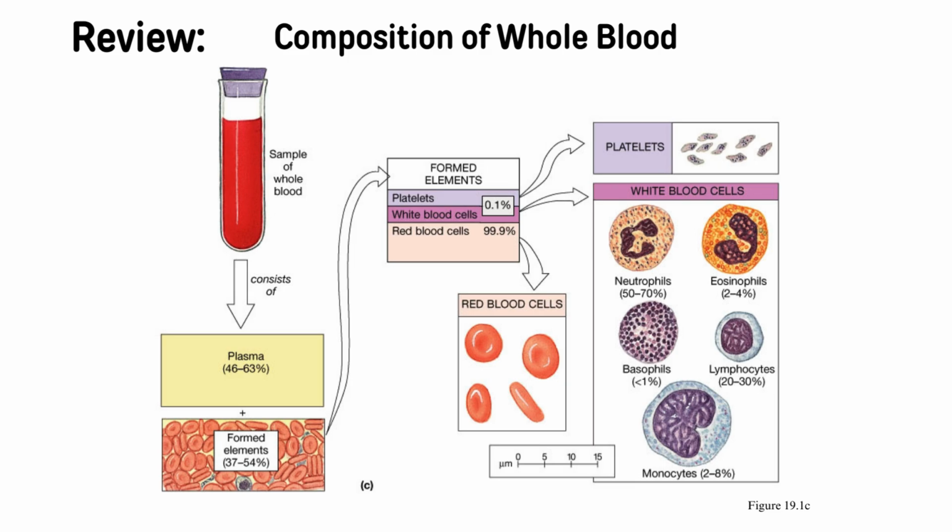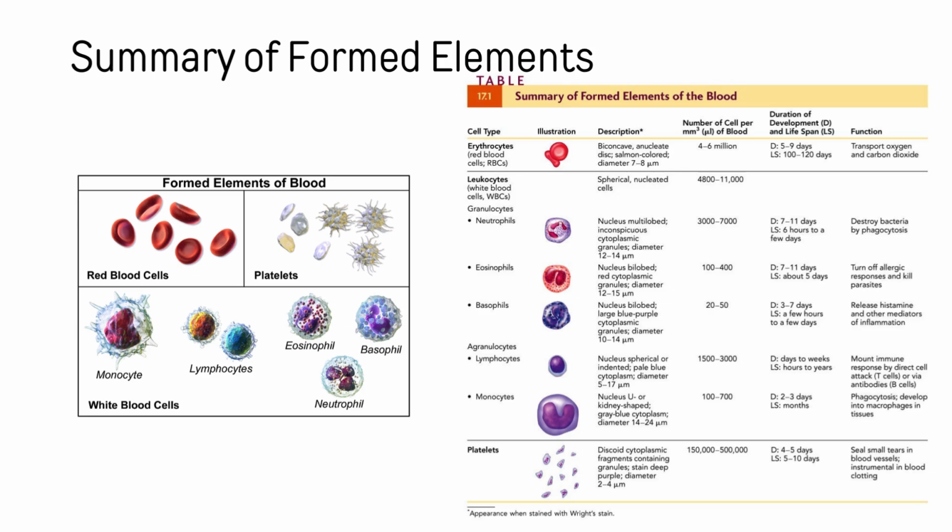So now we've looked at the composition of whole blood. We've talked about plasma and what's within it, including the plasma proteins. We've talked about red blood cells, also known as erythrocytes, white blood cells, also called leukocytes, and platelets, also known as thrombocytes, and looked at their many different functions, like red blood cells and their oxygen carrying capacity, the ability to provide immune functioning from white blood cells, and help with blood clotting from platelets. And so a summary of formed elements is here.